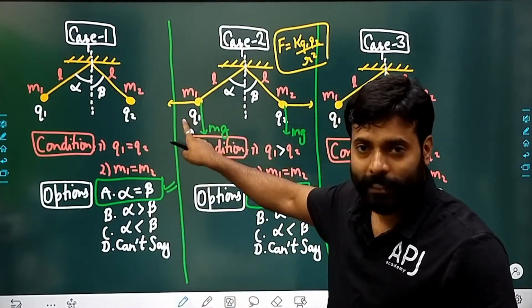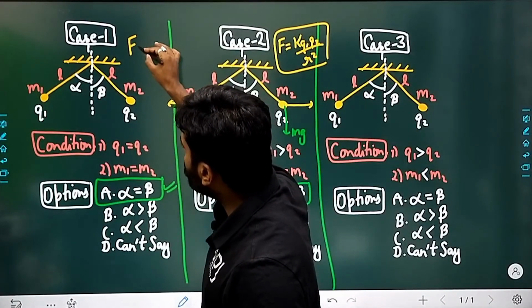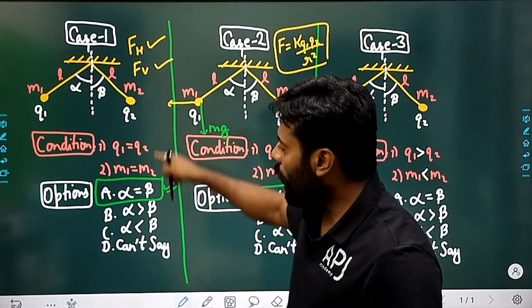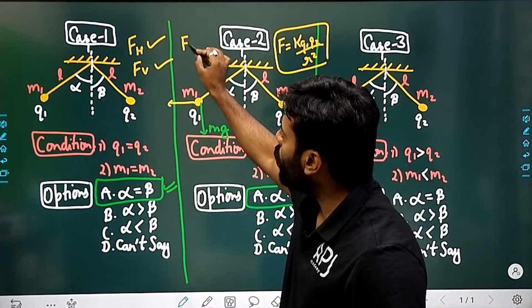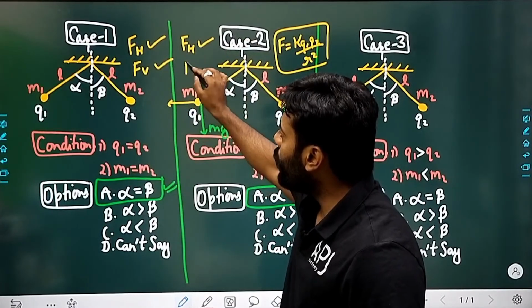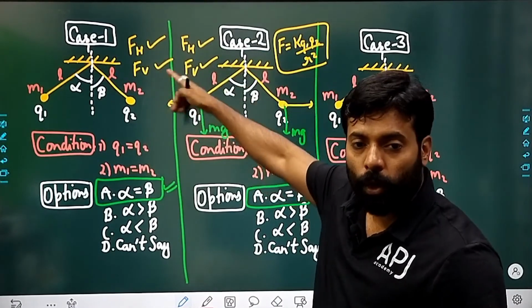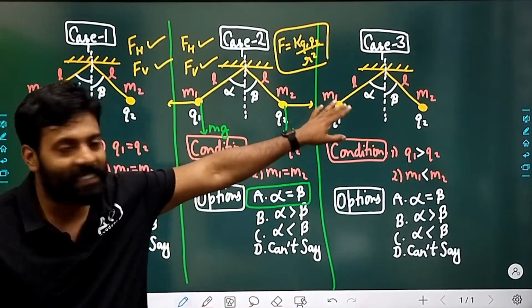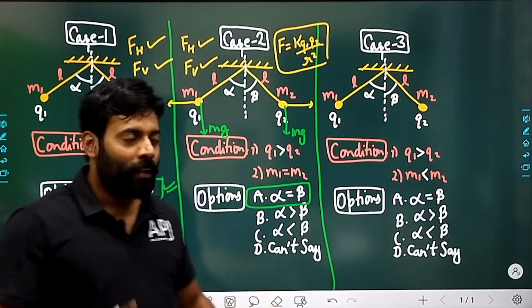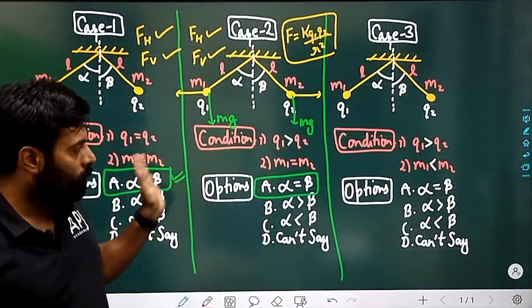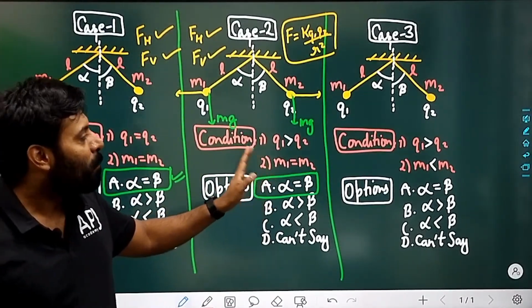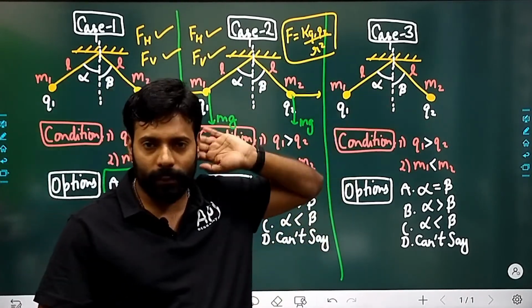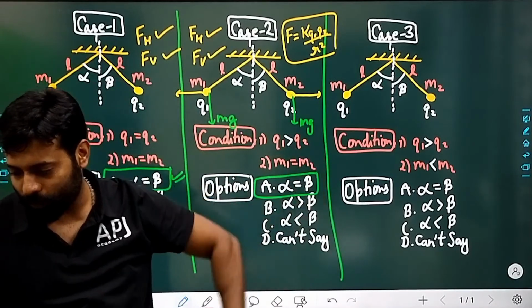अरे हॉरिजॉन्टल फोर्सेस इक्वल हैं, yes. वर्टिकल फोर्सेस इक्वल हैं, yes. So alpha should be equal to beta. Now the question is case 3. I'll explain the concept to you. I know some of you might fail here, right? But after explaining the concept, will you be able to crack this question? This is the question.